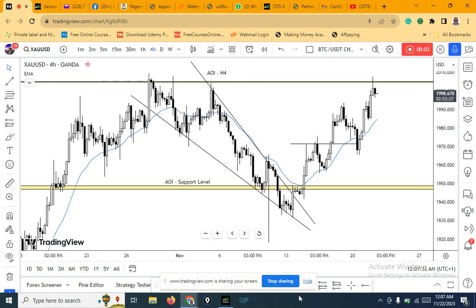All right, guys. Good evening, or rather, good morning. It's exactly after 12 midnight. I've just come back to review the trade setup on gold that we've been following over the week.